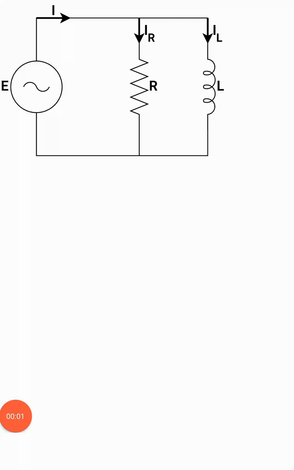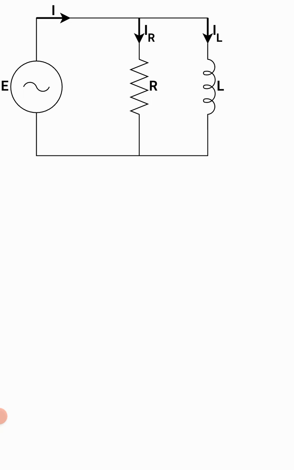So here we have another circuit where we have this sinusoidal signal source E connected to the network consisting of resistance R and inductor L, and the total current that is being fed by this signal source is I. That I gets distributed between two parts, that is IR and IL. IR is the current flowing through the resistor, IL is the current flowing through an inductor.